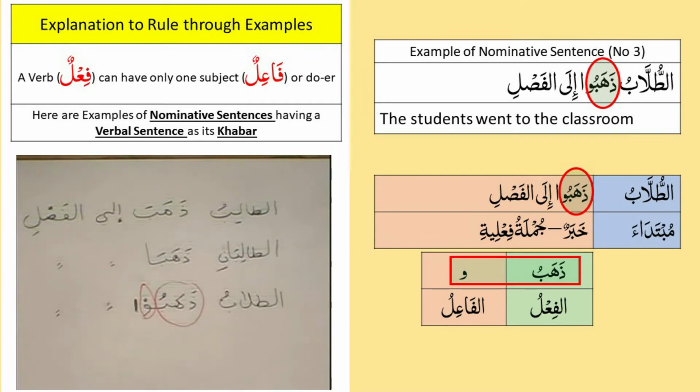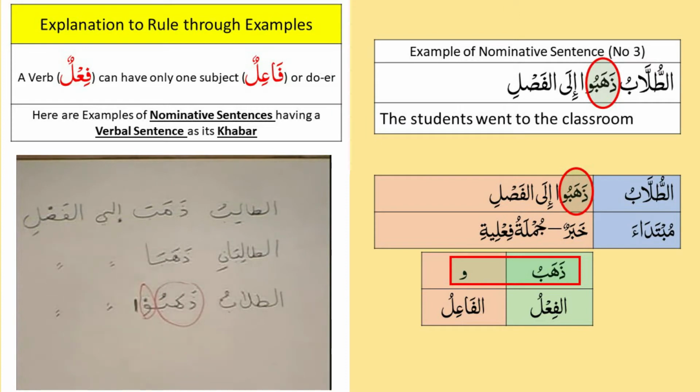At-tullabu. What is at-tullabu? Mubtada. Where is the news? Zahabu ilal fasli. So that is your jumla fi'liya coming as a khabar. Where is the verb? Zahabu, without waw. And where is the fa'il? Al-waw. Now you see, when the mubtada starts, then you bring an appropriate word form to match the mubtada. Okay? Fine. Now we change it.